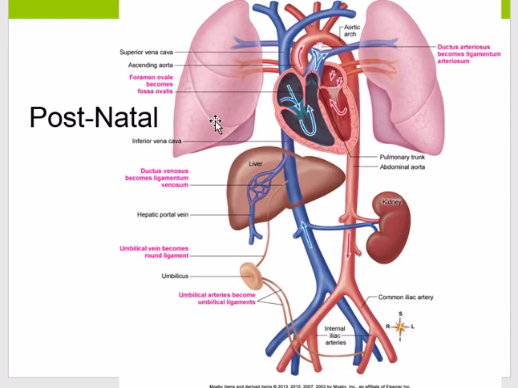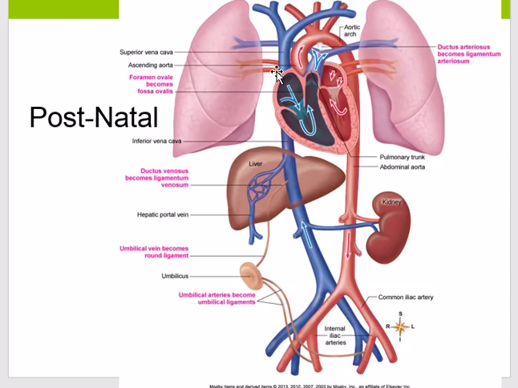Another change is the ductus arteriosus right here. So that small vessel that diverts blood or bypasses the lungs in the fetus actually becomes a ligament called the ligamentum arteriosum. So it kind of degrades and hardens and becomes a ligament.